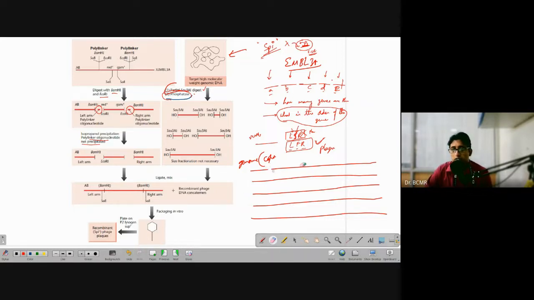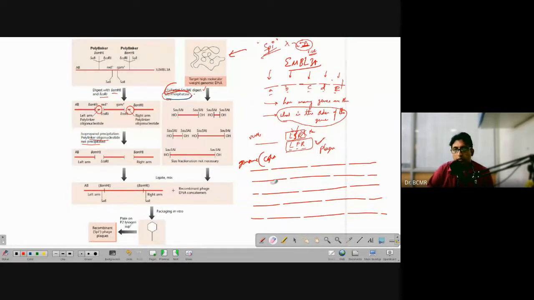That means in one genome, it may cut something like this. In another one, it may cut something like this. In different copies, you will have several cuts in different positions, right? This is how the cut may be made. Because it is Sau3A, frequency is high, because it's a 4-base cutter, but you're allowing partial digestion only.